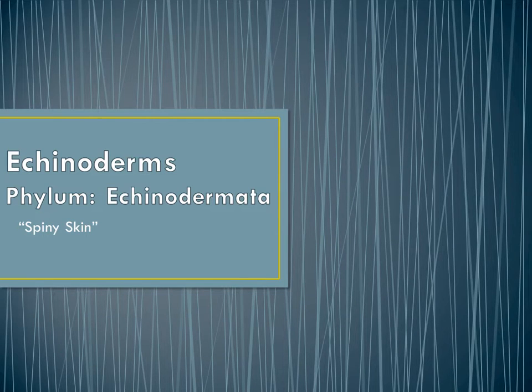The last set of notes we will be doing for the invertebrates are the echinoderms. The phylum they belong to is Echinodermata, and it means spiny skin. These notes are going to be very quick. There's only 3 other slides left, so we will be done very shortly.